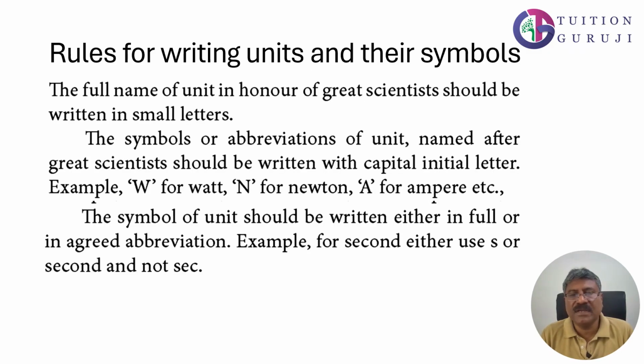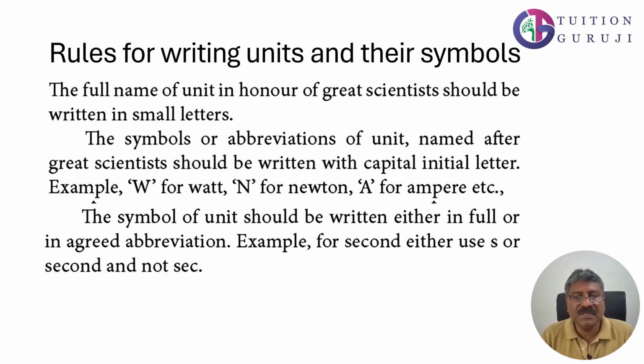Let us see some of the rules for writing units and their symbols. If a unit is in honor of a great scientist, it should be written in small letters. For example, newton should be written with a small n. But if you are using the approved abbreviation, for example, capital N, it should be capital. For ampere we use capital A, and for watt we use capital W.